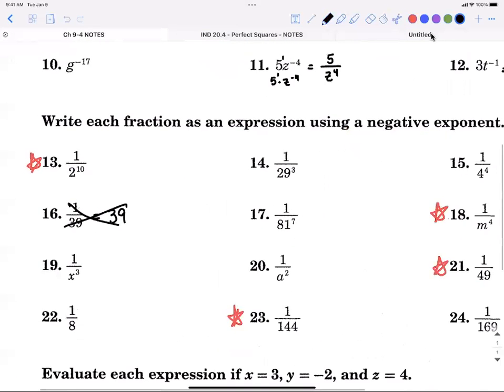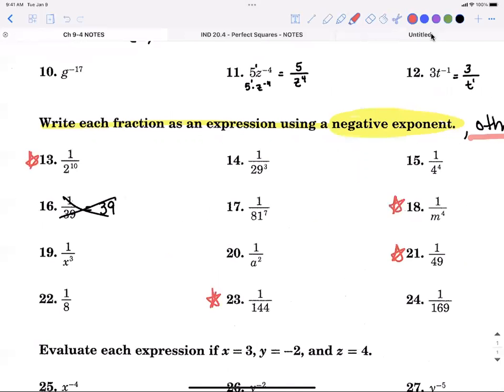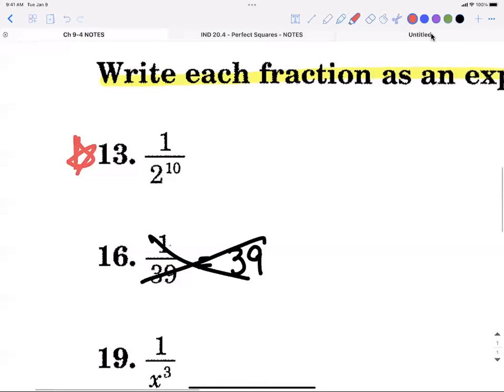All right. The middle part of your homework, and I added this because your homework has it. The middle part says write each fraction as an expression using negative exponents. And then your homework adds a little extra: can't use a -1. So let's look at number 13 here. I need to rewrite this using a negative exponent. So now I'm kind of doing the opposite. I'm sticking the negative in there.